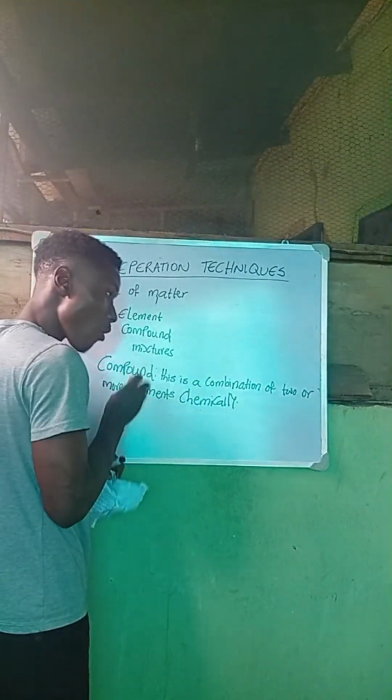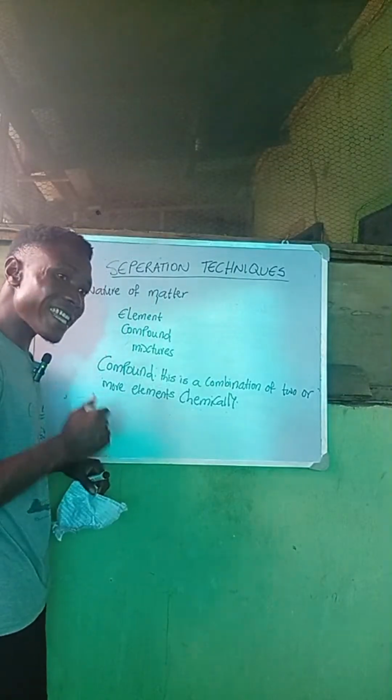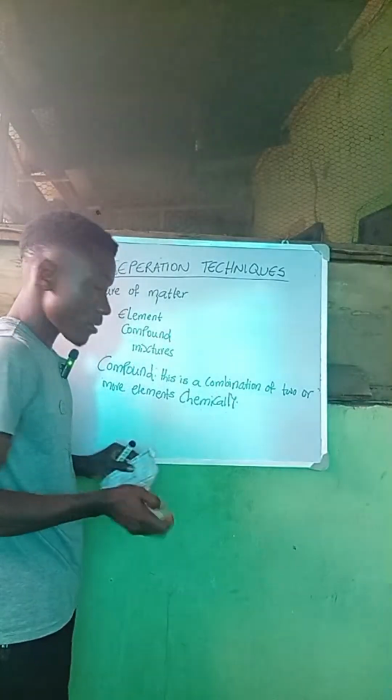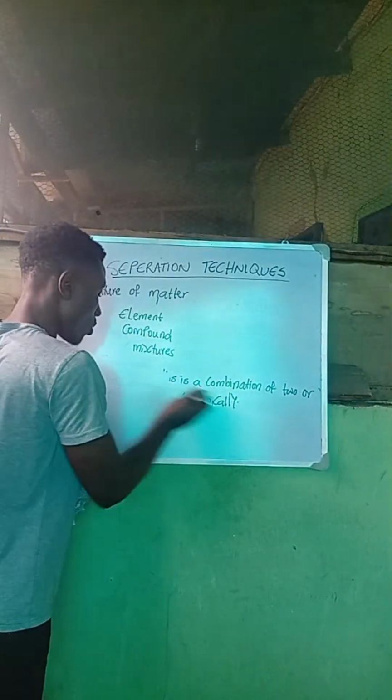So we are done with a compound. Please take note. It is a chemical combination of two or more elements, or a combination of two or more elements chemically, right? So let's move on to a mixture.